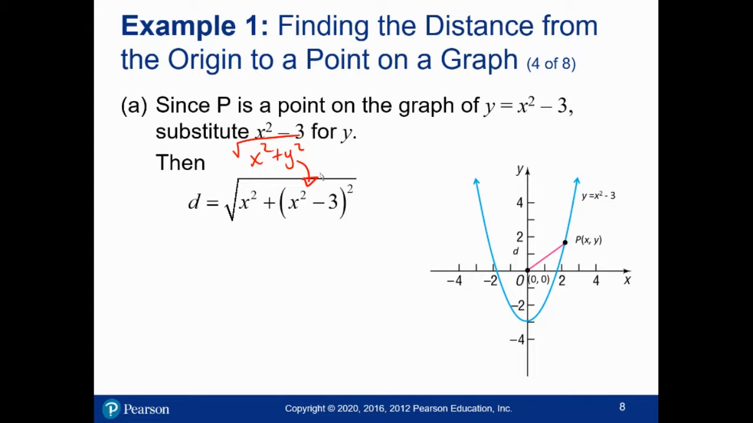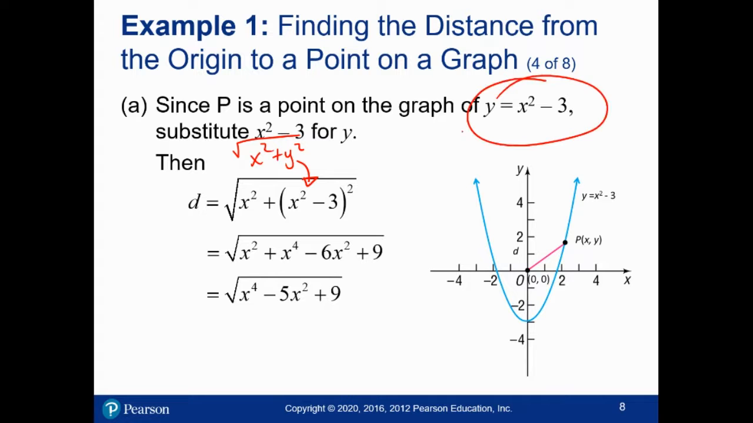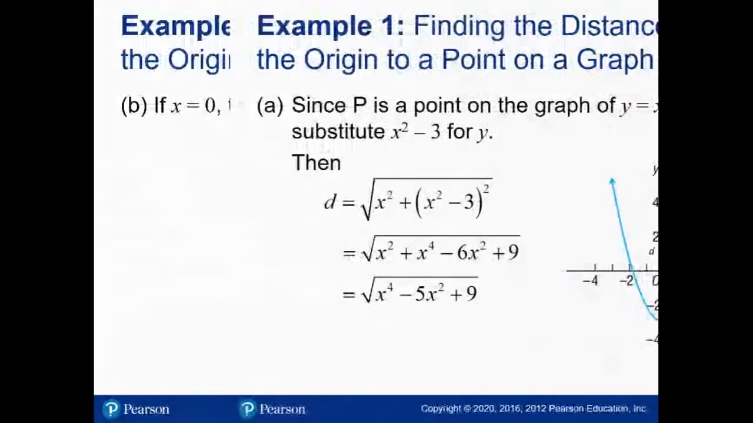Notice this is now an x squared minus 3 inside something being squared. If you expand that all out, just FOIL it, you'll get this. Okay, x to the 4th minus 6x squared plus 9. But now notice I have an x squared and a negative 6x squared. So we can simplify that a little bit. So here is your overall function, your distance from (0, 0) to (x, y), where y must be x squared minus 3. Okay, so this is now a function of x.